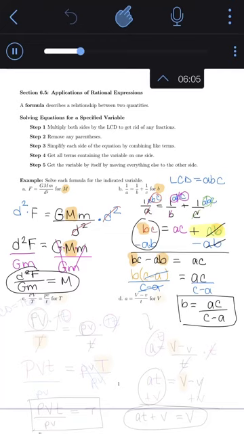So here's the little trick: if whatever we're trying to solve for is in more than one term, but we can't put them together because they're not like terms, then we'll factor it out once they're on the same side, and then we can divide by whatever was left over.